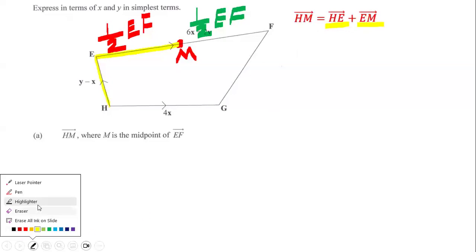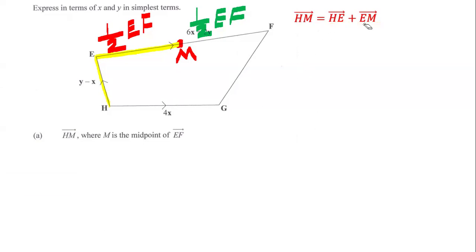Okay, that's good. Again, we go from H to E, then from E to M. So what is H to E? Well, we don't substitute yet. We just write what EM is first. We talked about that before. Since M is the midpoint, EM is going to be half of EF. That's what we have here. EM is equal to half of EF.